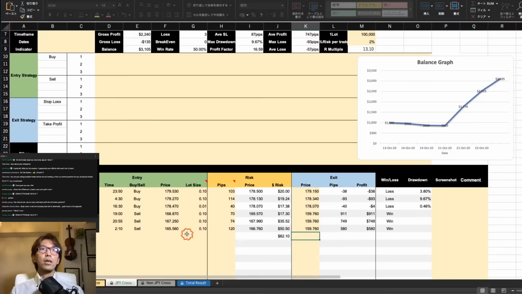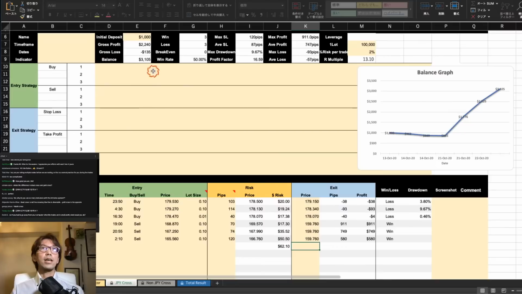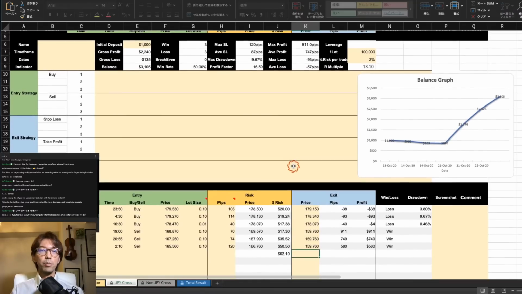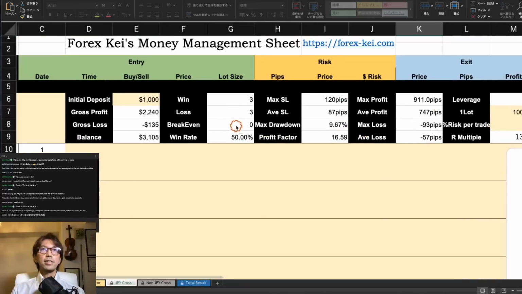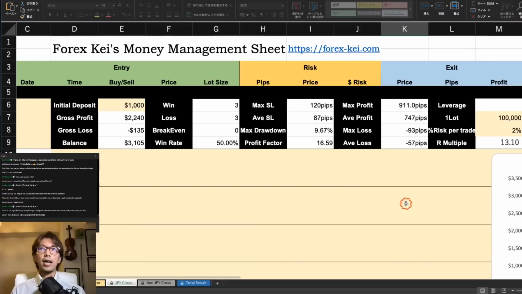Okay, so I got this much profit. Initially it started at $1,000, but now it's becoming $3,000, so it's 3 times more than the initial capital. And here's the point: the importance is not the winning rate. If you can see these trade results, I took 6 trades, 3 wins, 3 losses. Everybody saw it.